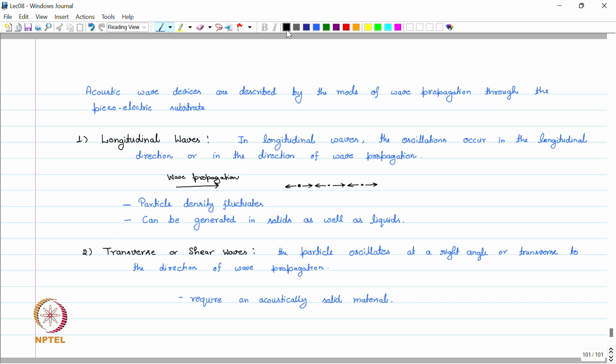So, in transverse waves, we have a direction of wave propagation, and the atoms oscillate perpendicular to this motion. So, this is how this wave actually travels.